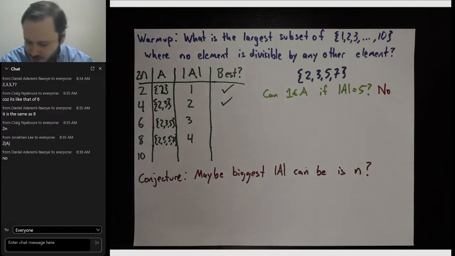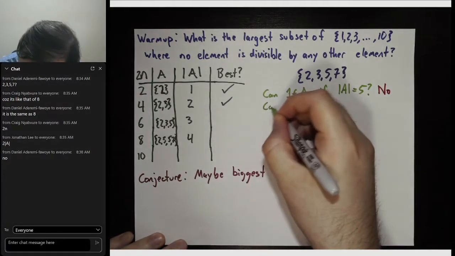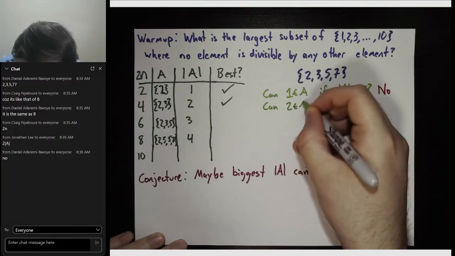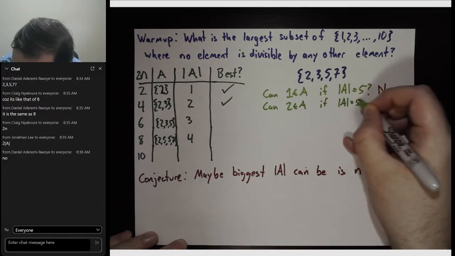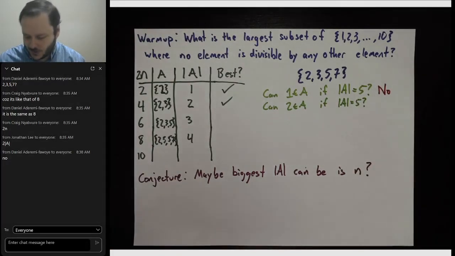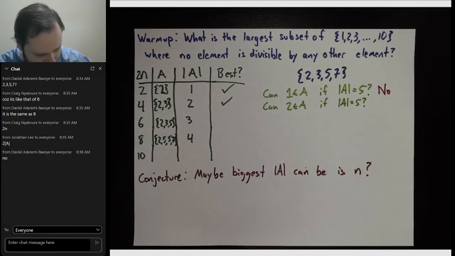Can we have 2? Can 2 be an element of A if the size of A is equal to 5? Well, this is a little bit harder, but let's think about it logically. Let me write out my numbers 1 through 10.